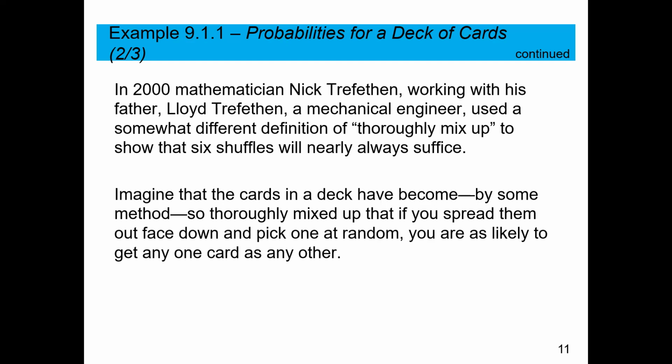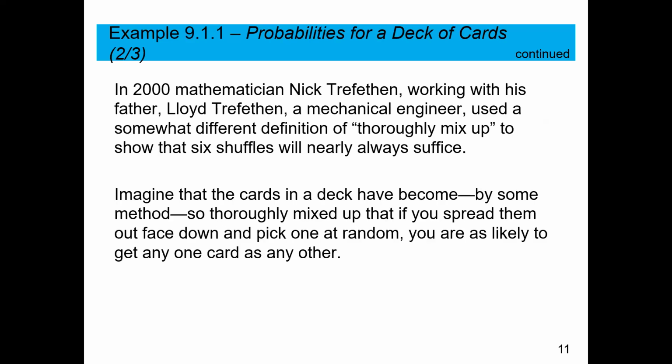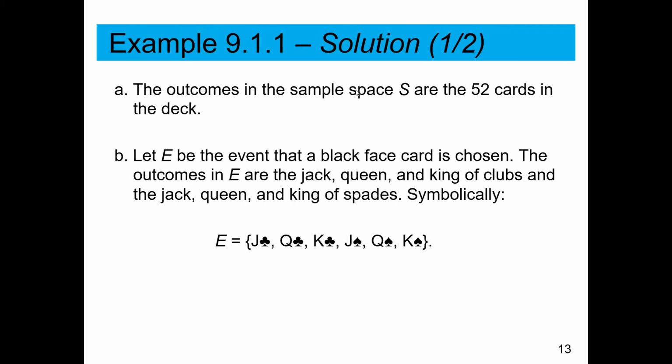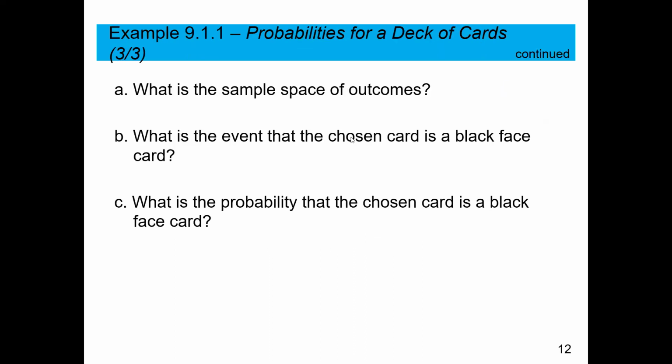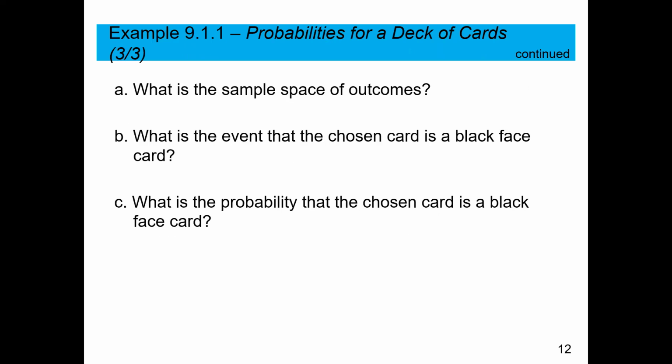So let's talk about a deck of cards and some different probabilities. Let's assume our deck has been thoroughly mixed up by whatever method. What is the sample space of outcomes? So we're going to pick one card face down. The sample space is all 52 cards in the deck. So if I pull a card out, how likely are you to get any one card as another card? Each card, I'm going to have 52 possible cards I can pull out.